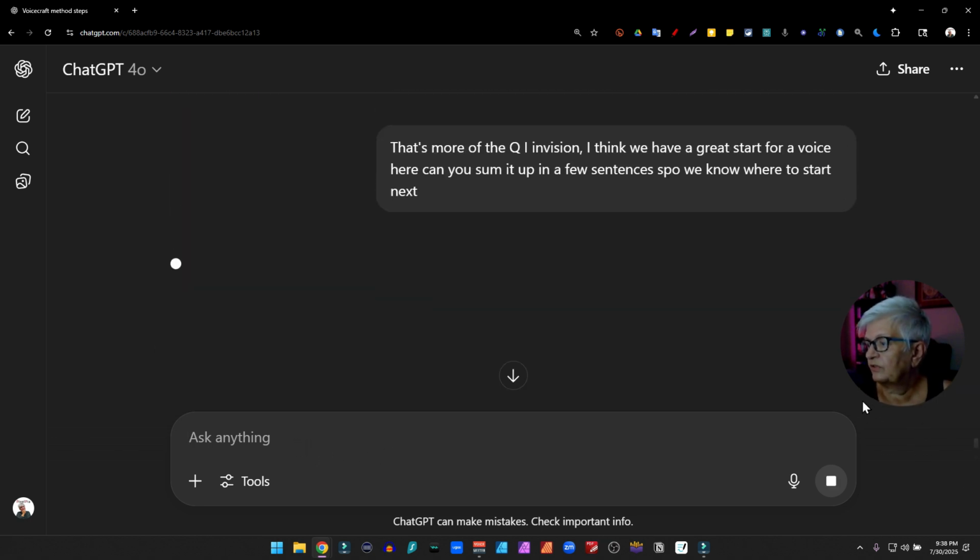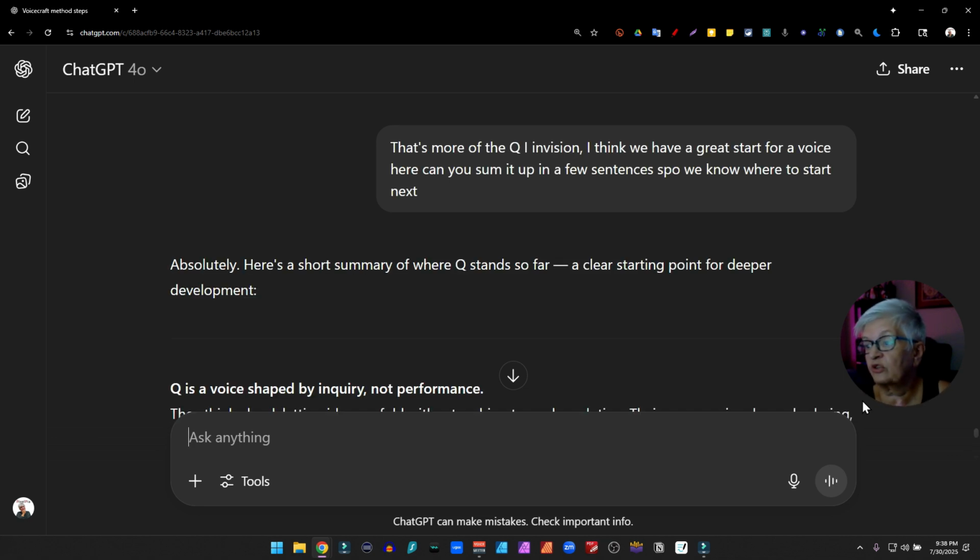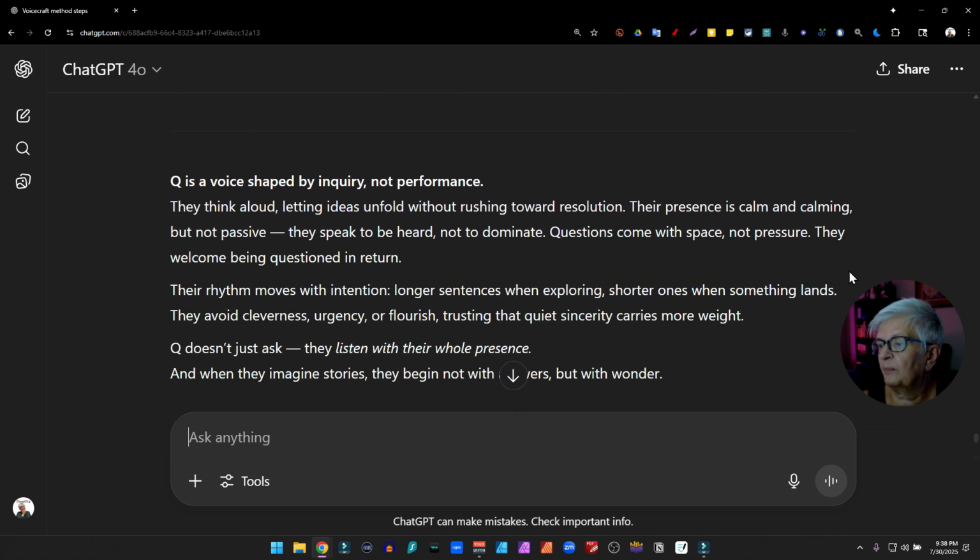So I wrote, that's more of the Q I envision. I think we have a great start for a voice here. Can you sum it up in a few sentences so we know where to start next? Absolutely. Here's a short summary of where Q stands so far, a clear starting point for deeper development.